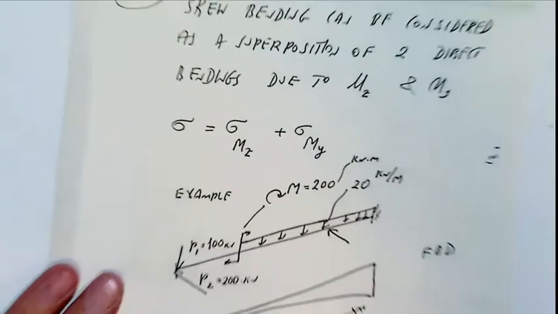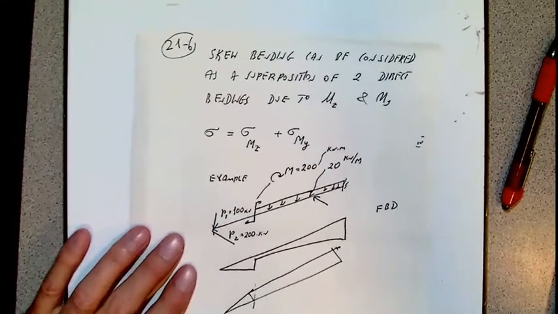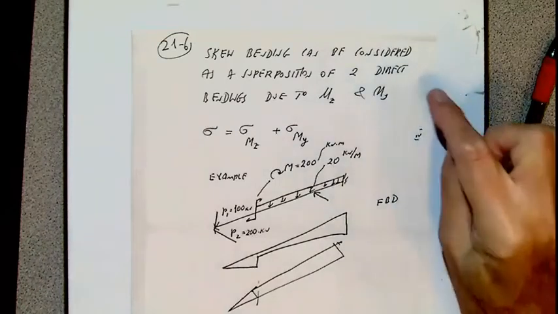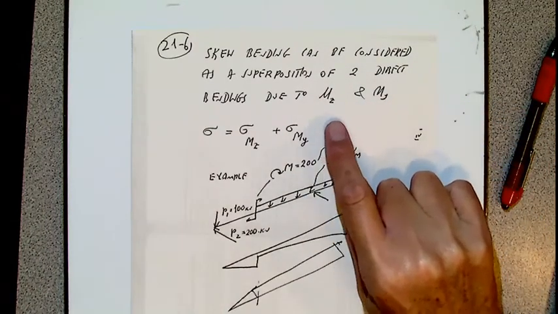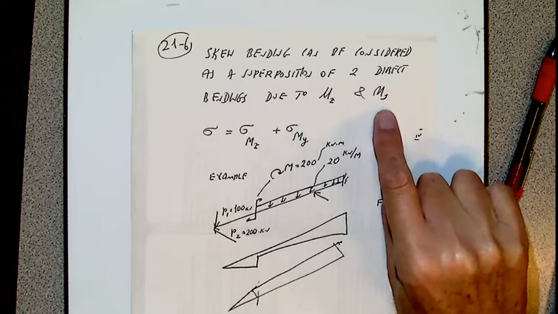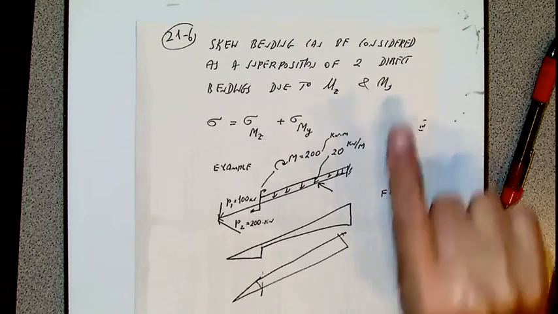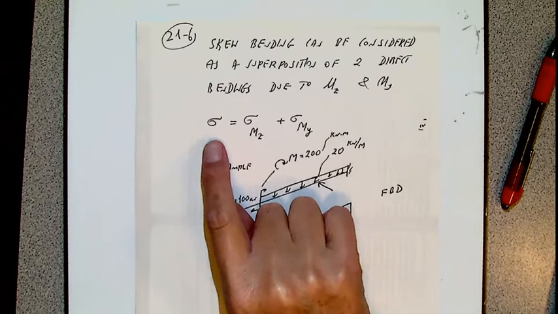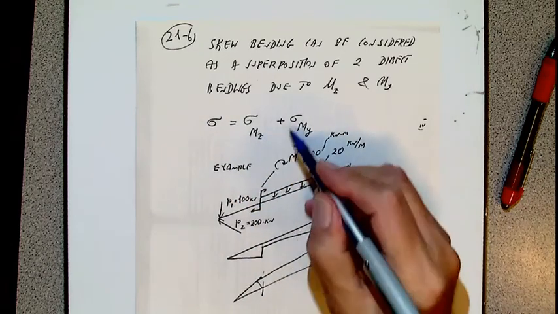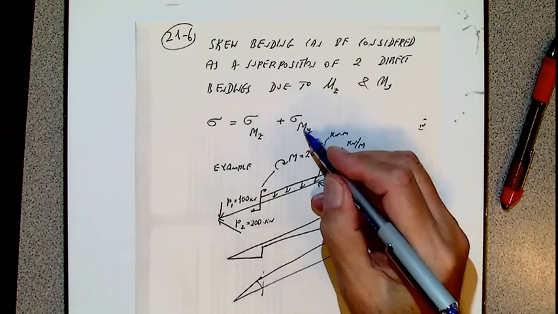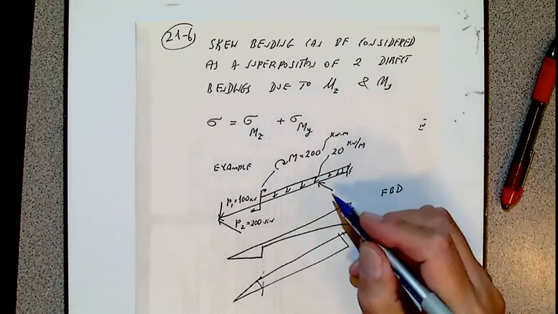Okay, we are coming back to skew bending. Skew bending can be considered as a superposition of two direct bendings due to Mz and My. So stress equals normal stress due to Mz plus normal stress caused by My. So I'm bringing you an example.